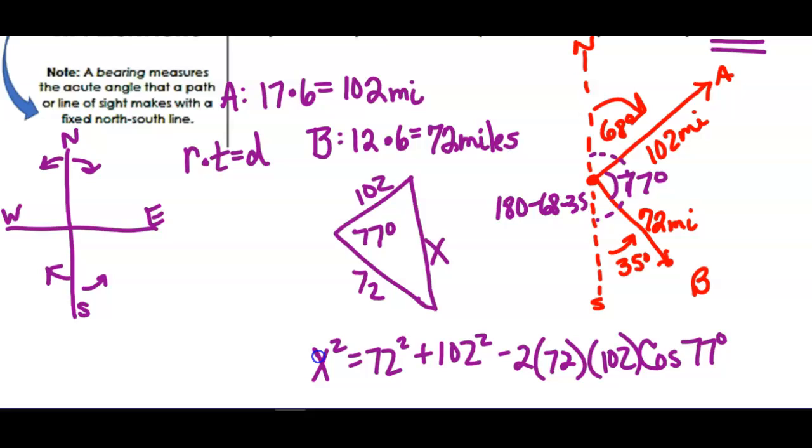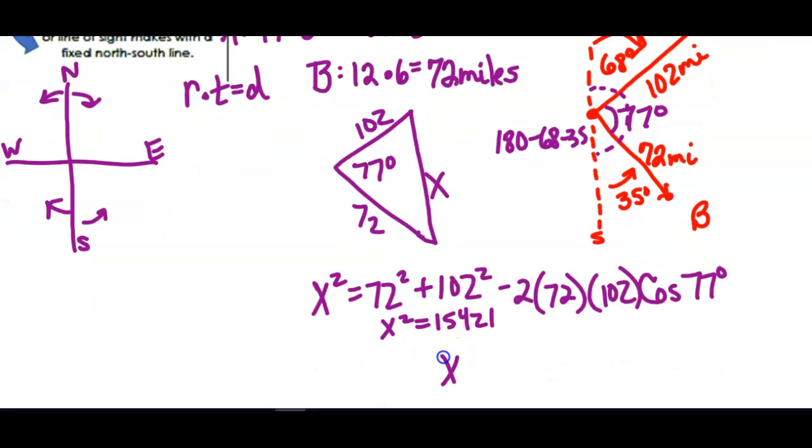So 72 squared plus 102 squared minus 2 times 72 times 102 times the cosine of 77. Don't push enter in there anywhere. And then you get x squared. And then you need to square root that. And I got 124.2 roughly.